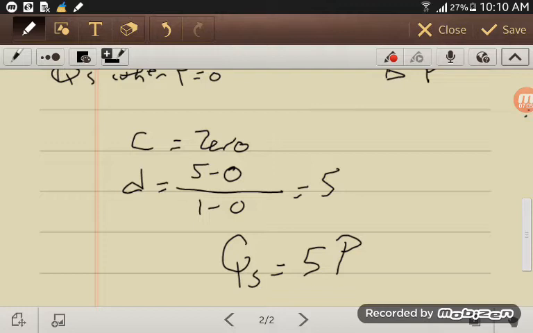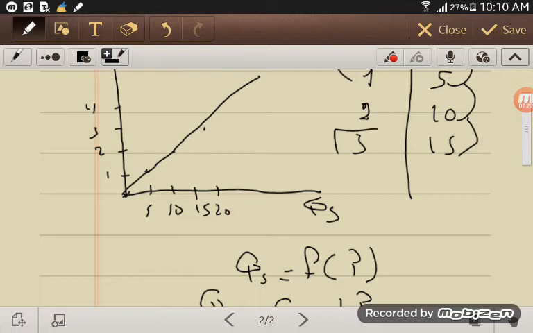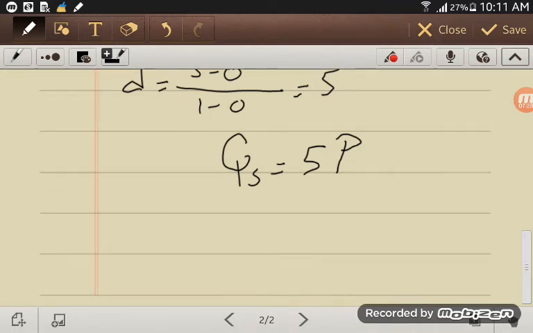If you substitute the price in the equation, you will find the quantity supplied. Say, for example, if you substitute 3 instead of P, 5 multiplied by 3 is 15. When price equals 3, quantity supplied is 15. Another example.